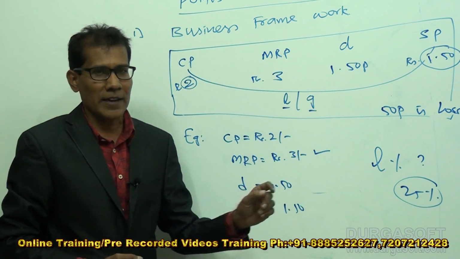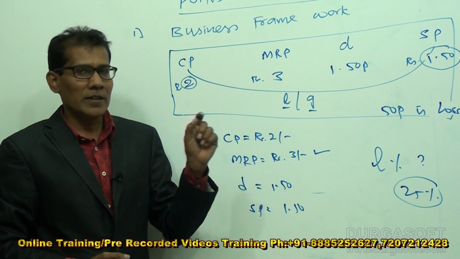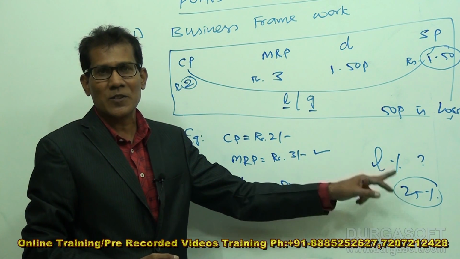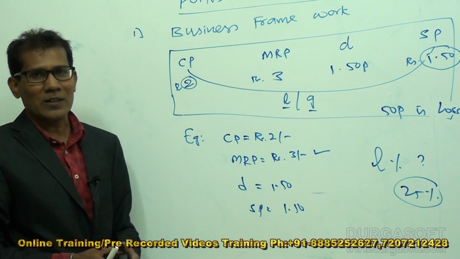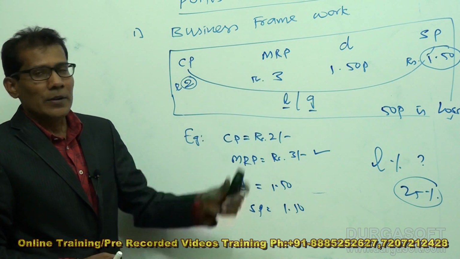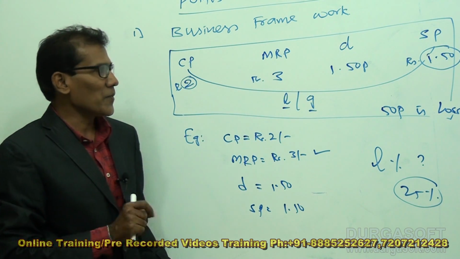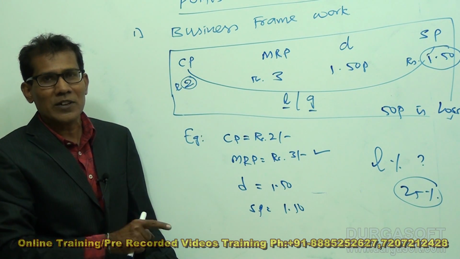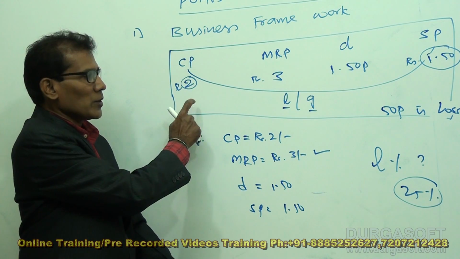So loss or gain we can express in terms of the number and in terms of the percentages. The percentage value is different from the number. So this is how we calculate loss percent or gain percent. This is called business framework. Very difficult level questions can be solved just by using the business framework. We don't require any formula. This is a very important point to remember.